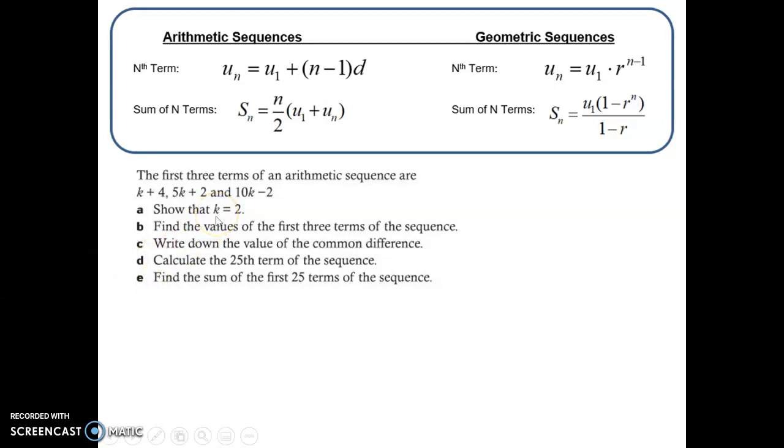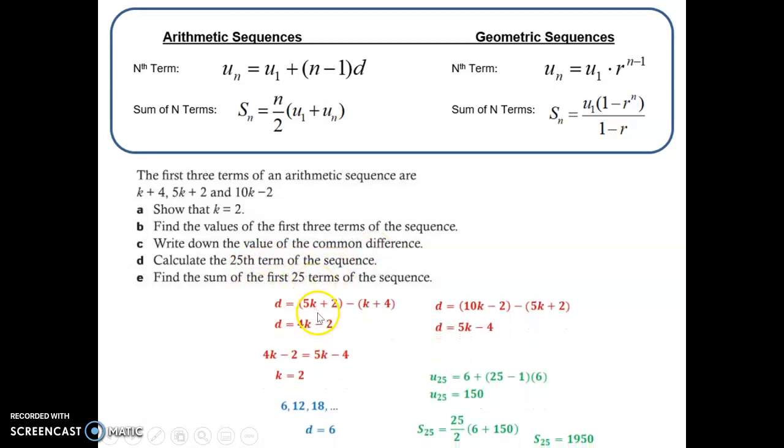Okay, I hope that worked out. So now that we know that k is 2, we can move on to b. In b, we are finding the first three terms. Well, in that case, now we have proven k, so you can put it in here and find the first three terms. Then write down the value of the common difference, calculate the 25th term, and find the sum of the first 25 terms. Okay, let's check all that work now.